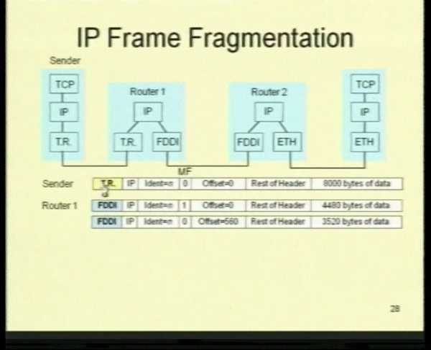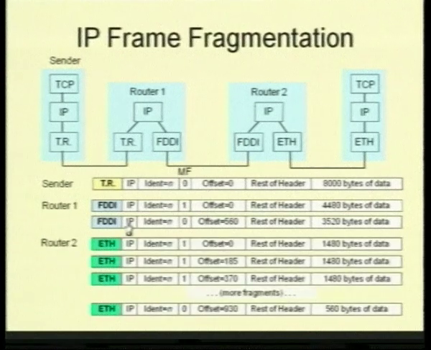Okay. Now at router 1 this is going to be fragmented because our FDDI has a maximum of only 4500 bytes. So 4480 bytes of data can be carried. So the 8000 bytes that I have is split into two packets, one of 4480 bytes and another of 3520 bytes. The first one has an offset of 0, more flag is set to 1. The second has an offset of 560, more flag is set to 0. So you have two fragments coming to router 2. Look at what happens on router 2.